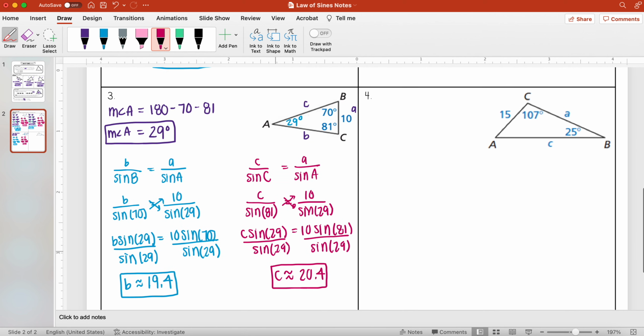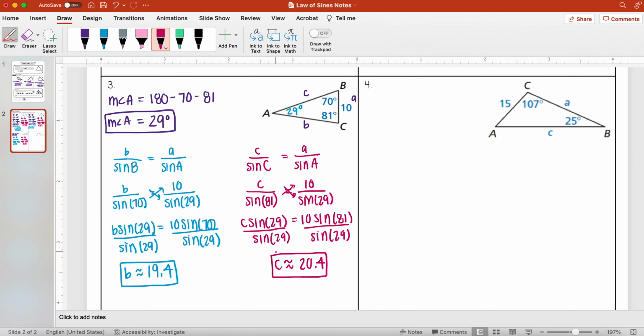Okay, let's go ahead and try another one. So here for number 4, my first step is I want to go ahead and label all my information. I see they're already labeled A and C for me, and so that leaves this as side B. And so first off, when we're given two angles, always find your angle measure first. You actually can't find your sides first because you don't have any of these where you have both the angle and the side.